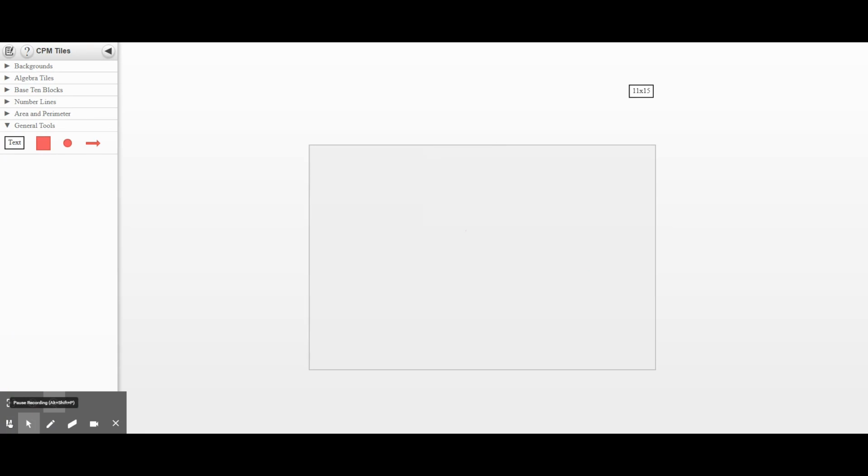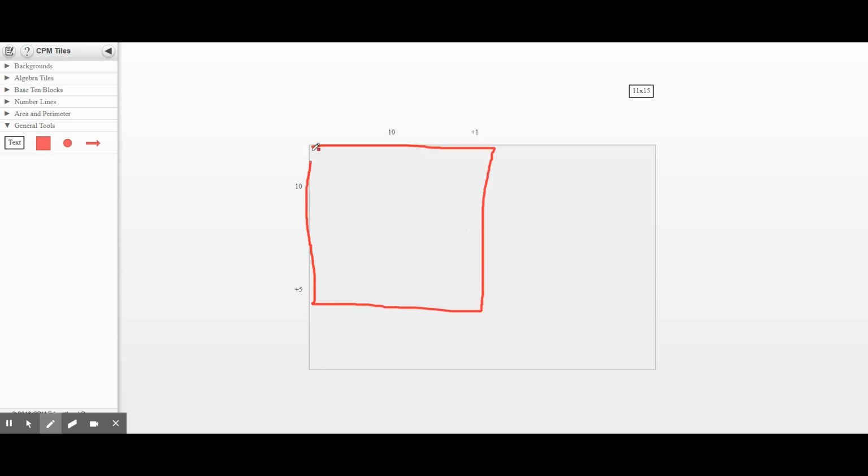Here's your next question. 11 multiplied by 15. Figure out how you're going to chunk out the question, solve the question, and then check back here to see if you've got the correct answer. The correct answer is 165.